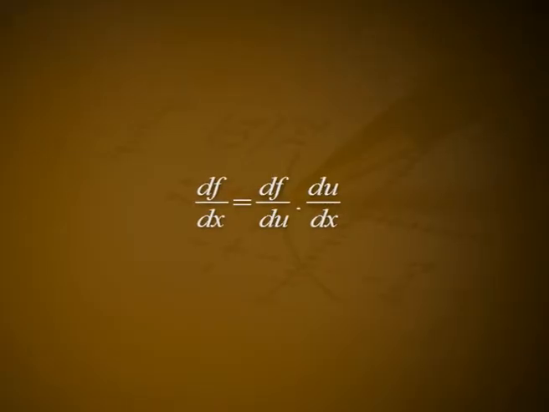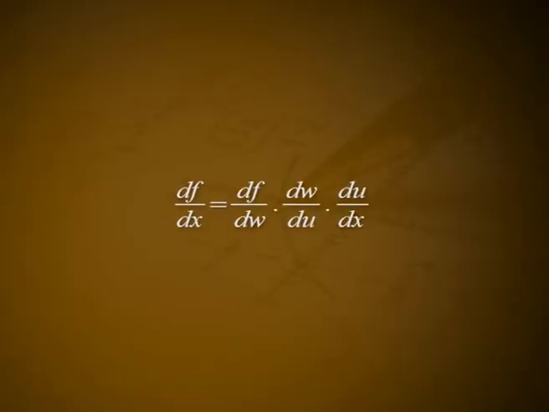3. If f is a differentiable function of u and u is a differentiable function of x, then the chain rule formula in D notation takes the form df by dx equals df by du into du by dx. This can be extended to a finite number of functions as df by dx equals df by dw into dw by du into du by dx. Let us work out some differentiation problems using chain rule and standard results.